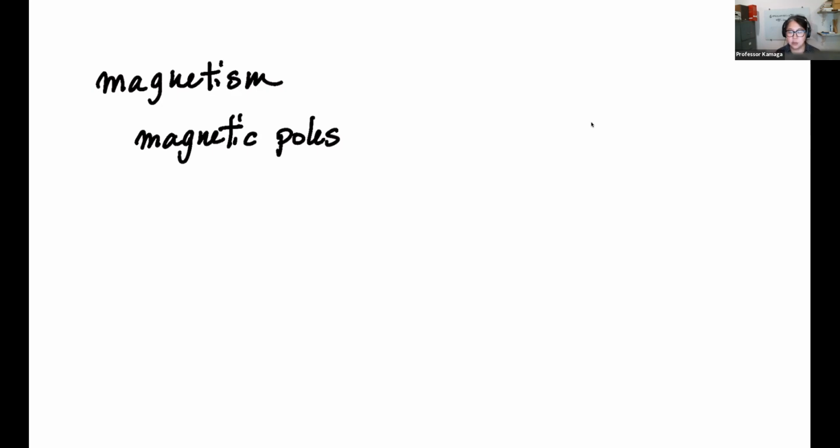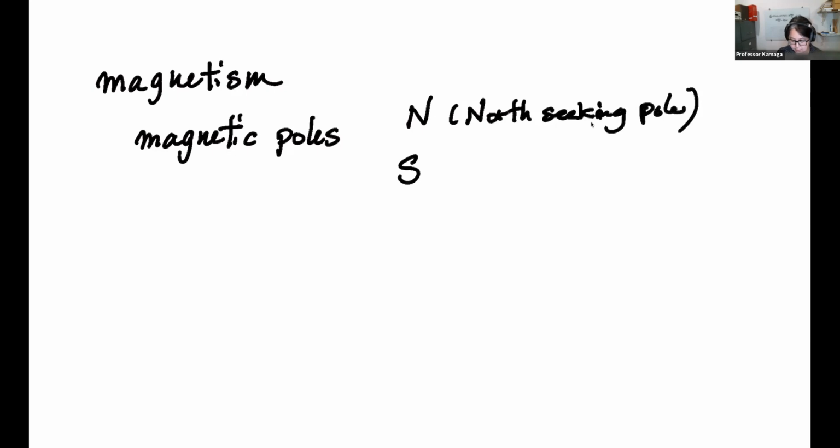For electric charge, you have positive and negative, two polarities. Magnetic poles also have two poles. One is the north-seeking pole, and the other is the south-seeking pole.